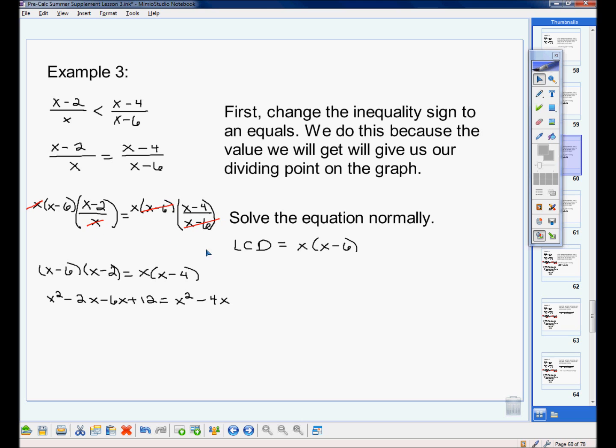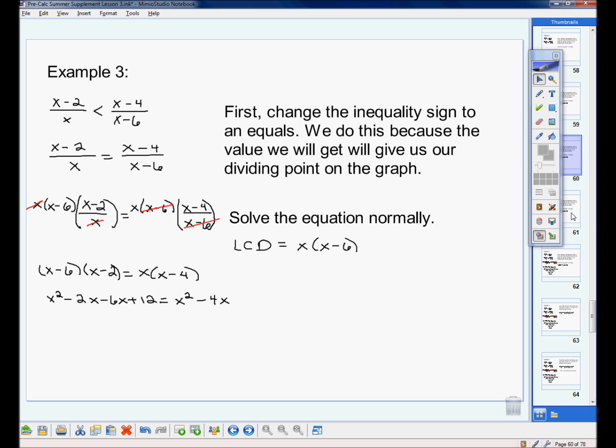you've gotten rid of the denominators, so you rewrite it so you can see it better, and you begin to simplify. x times x, x squared. x times negative 2, negative 2x. Negative 6 times x, negative 6x. Negative 6 times negative 2 is positive 12. And distribute this x, so you get x squared minus 4x.